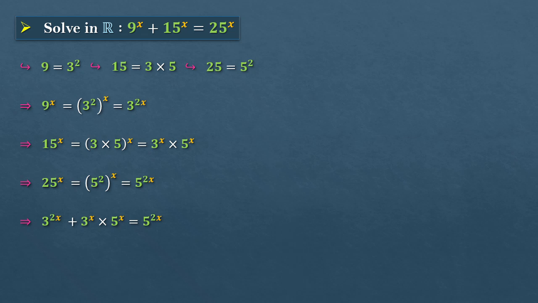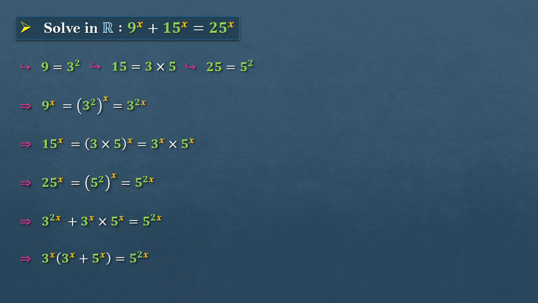Next, we factor the left-hand side of the equation. Both terms contain 3 to the power of x. Factoring 3 to the power of x gives 3 to the power of x times the quantity 3 to the power of x plus 5 to the power of x. So the equation becomes 3 to the power of x times the quantity 3 to the power of x plus 5 to the power of x is equal to 5 to the power of 2x.